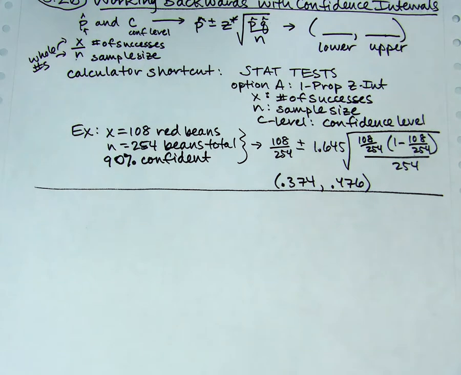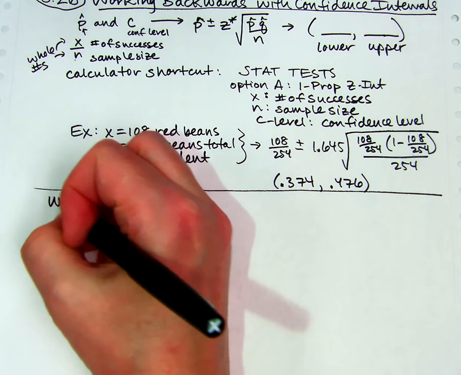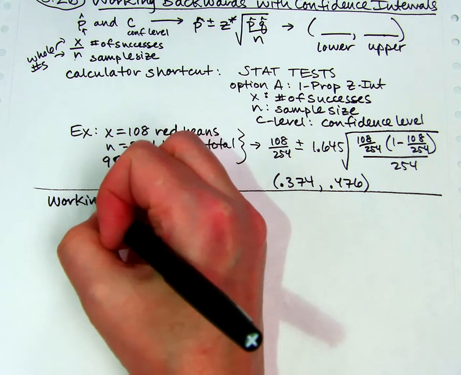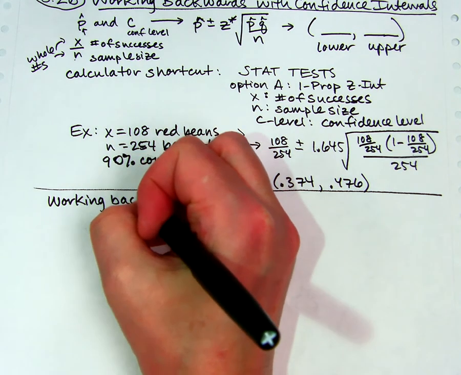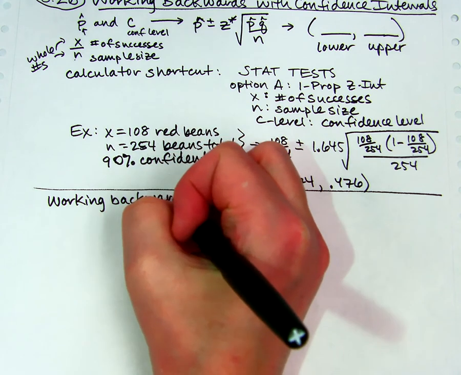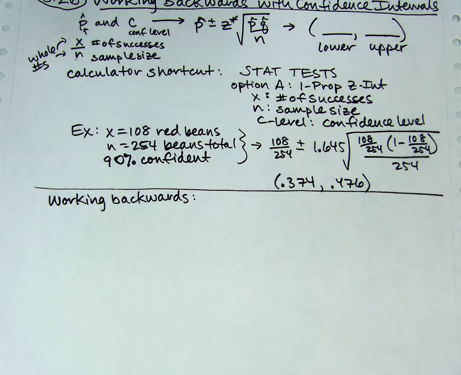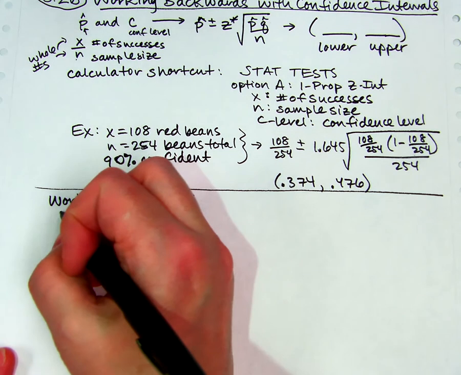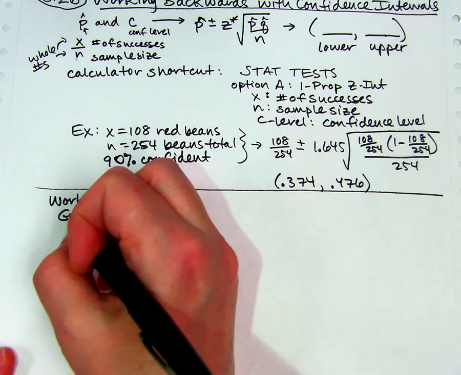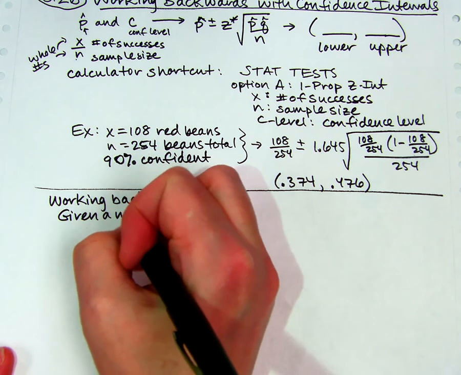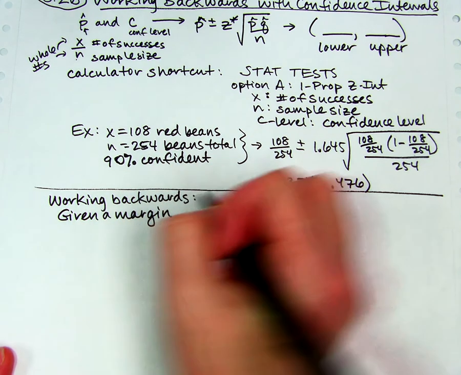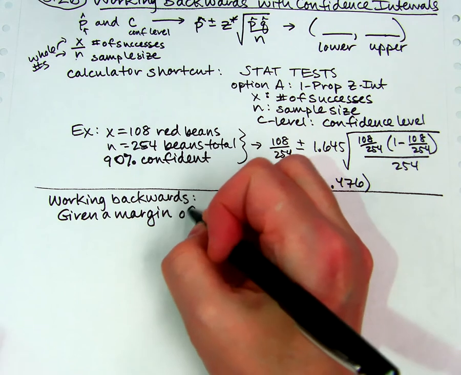All right, next I want to talk about working backwards, which is the title of this lesson. We actually worked backwards a little bit in the warm-up, and that was to introduce you to the idea that you could work backwards. But a very common thing that statisticians have to do is they often know in advance what margin of error they want, and they have to figure out what sample size will accomplish that.